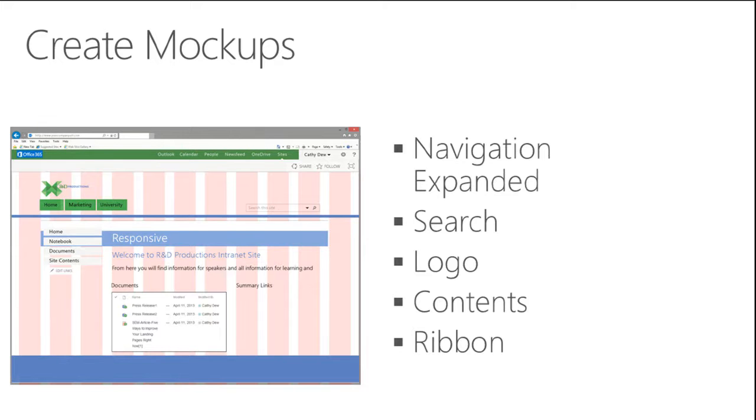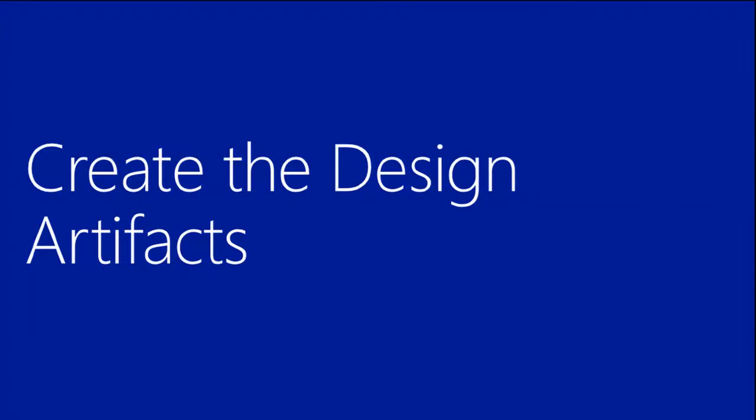So from there, we have to actually create these design artifacts, right? We've designed it. We've put it in a wireframe. We know what we're going to do. We've got a plan. Now we have to execute the plan. So from here, what do we do?